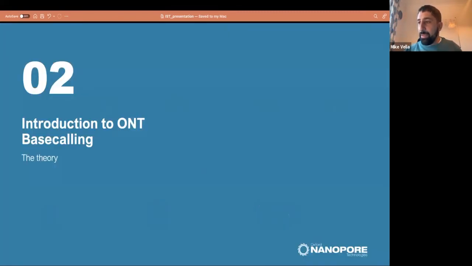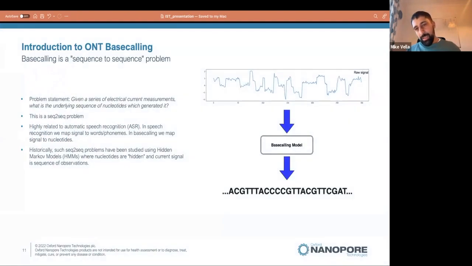So I'm now going to talk about the problem I described earlier, which is Oxford Nanopore base calling. Base calling is the process of going from the raw signal, the picoampere signal that we detect, to uncovering what the underlying sequence of nucleotides going through the pore at that time was. So the problem statement is as follows. Given a series of electrical current measurements, what is the underlying sequence of nucleotides which generated it?